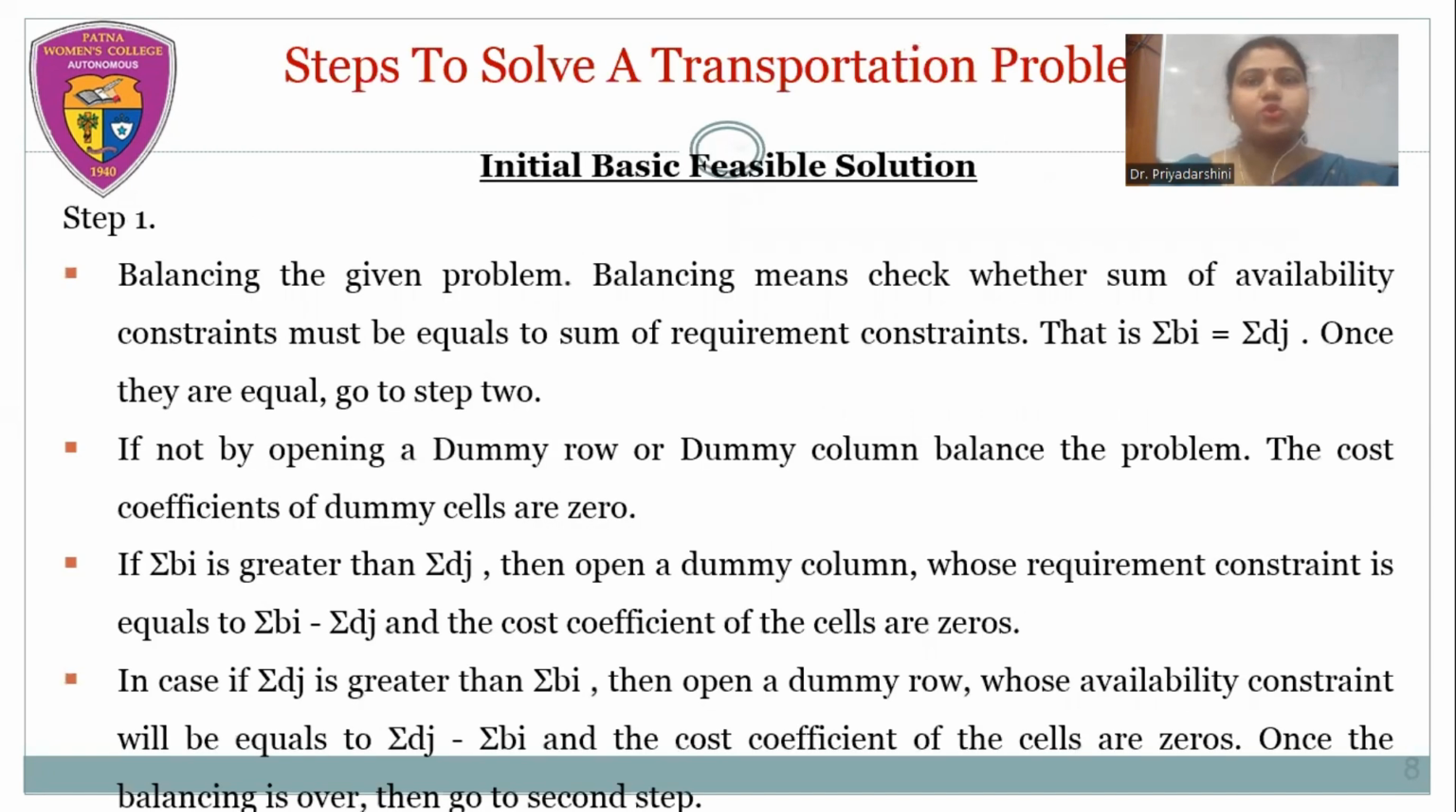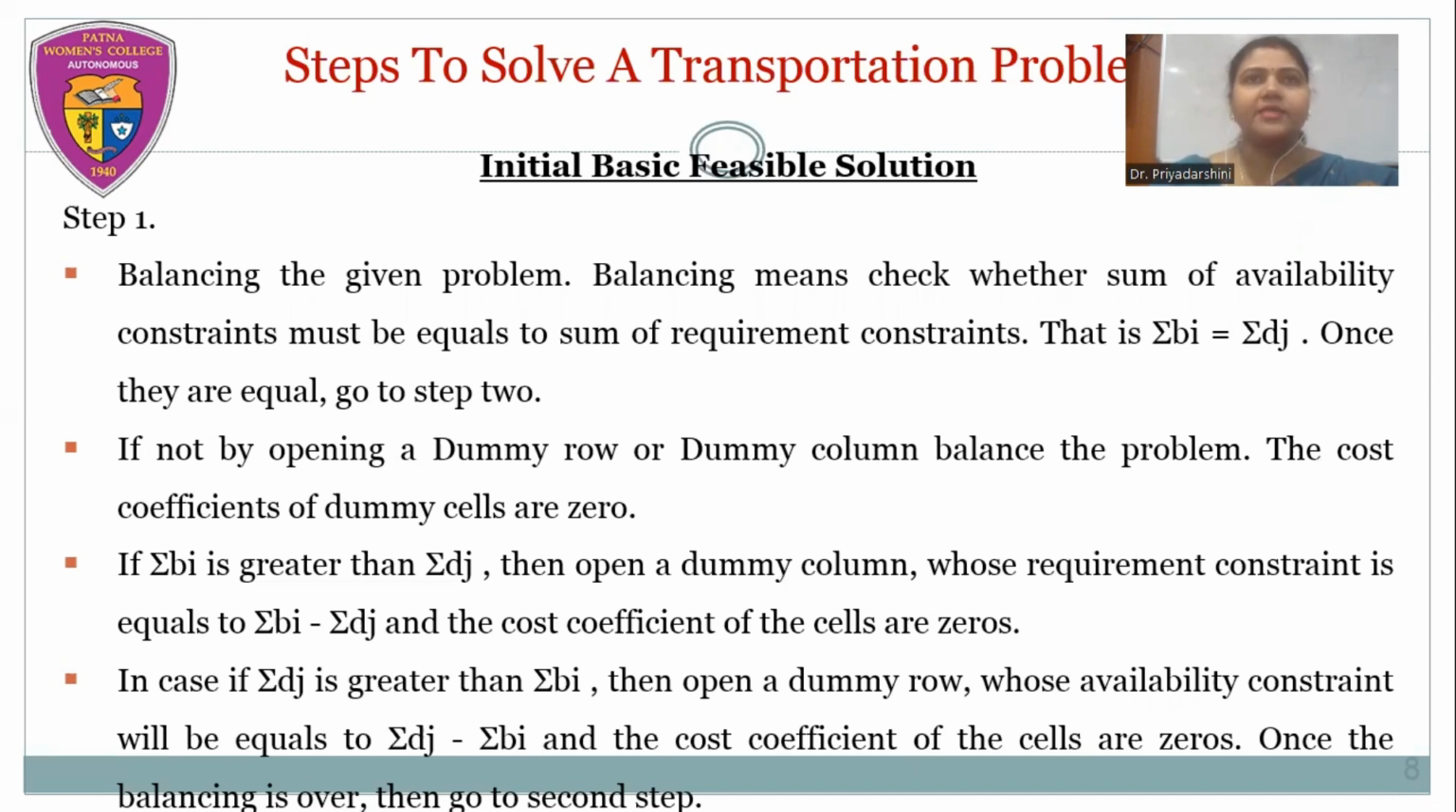What are the steps to solve a transportation problem? First, we try to find an initial basic feasible solution, and for that we need to balance the given problem. Balancing means check whether the sum of availability constants equals the sum of requirement constants. That is, summation Bi should be equal to summation Dj. Once they are equal, you go to step 2. If not, by opening a dummy row or dummy column, balance the problem. The cost coefficients of dummy cells are 0.